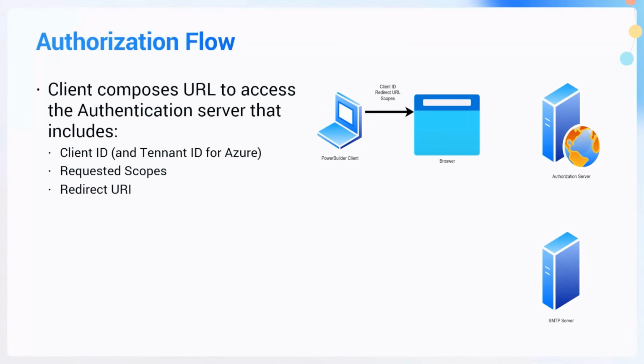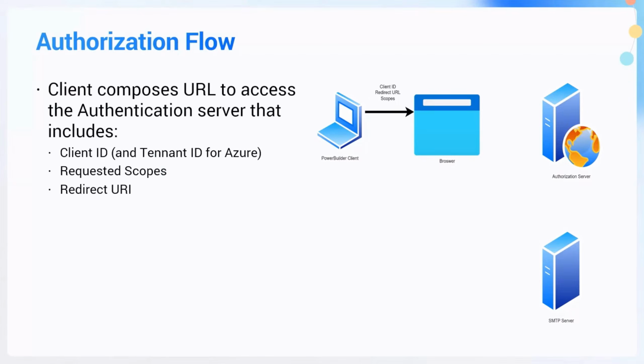So let's talk about authorization flow. So this is how it works. So we have our PowerBuilder client, and what we're going to do is we're going to generate a URL that points to the authorization server, and also includes in the URL the client ID, and in the case of Azure, it also has the tenant ID. The scopes that we want to be able to use, what permissions we want to have, and that redirect URI. This is how we get the token back to us. We send that off to a browser.